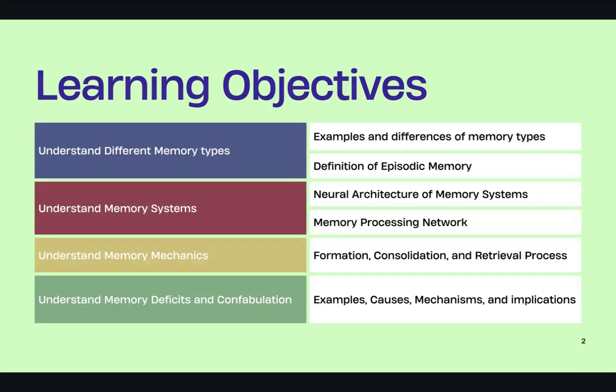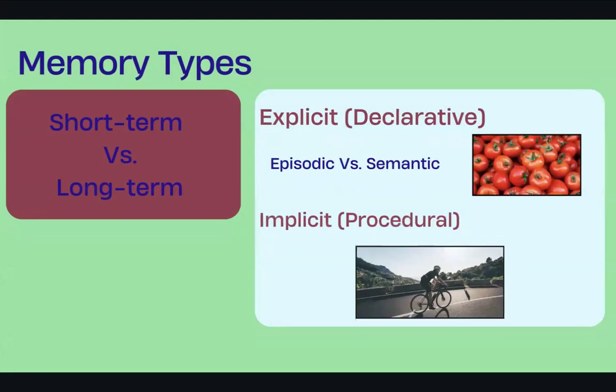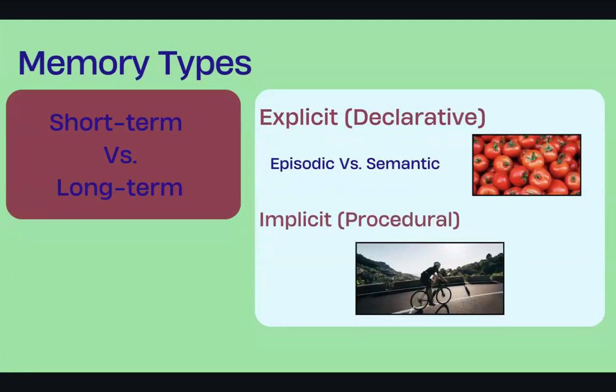So jumping into the different memory types, there's short-term and long-term. We'll be focusing on long-term memory. Within the long-term memory, there's explicit and implicit. Explicit, also known as declarative. There's two categories of explicit. It's episodic and semantic. I have an image of tomatoes.